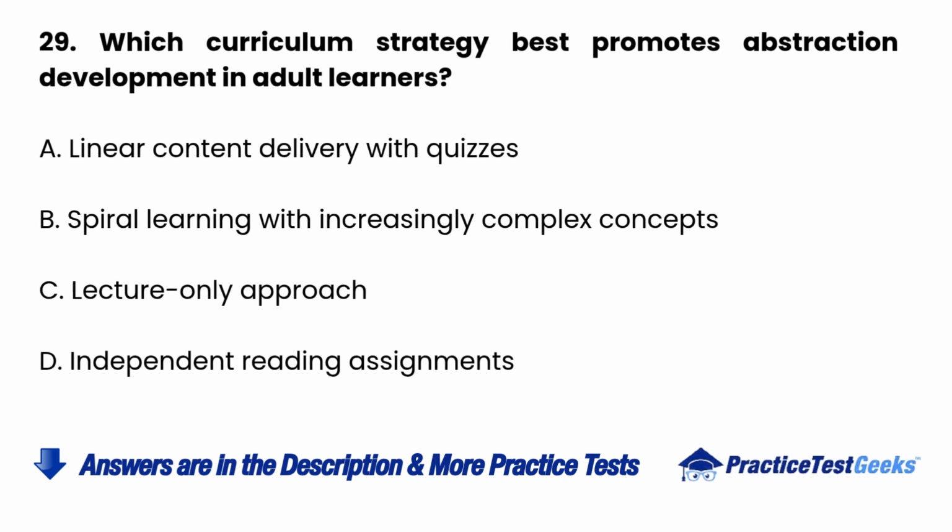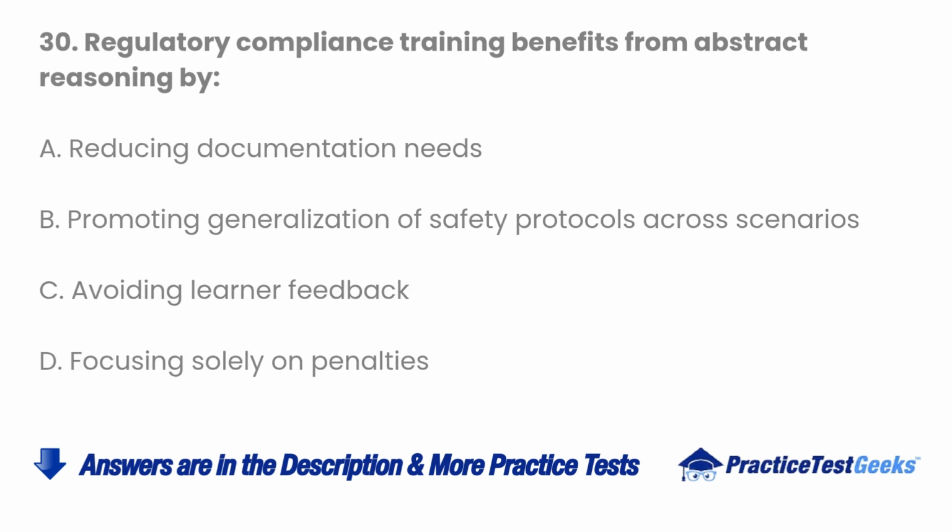29. Which curriculum strategy best promotes abstraction development in adult learners? A. Linear content delivery with quizzes. B. Spiral learning with increasingly complex concepts. C. Lecture-only approach. D. Independent reading assignments.